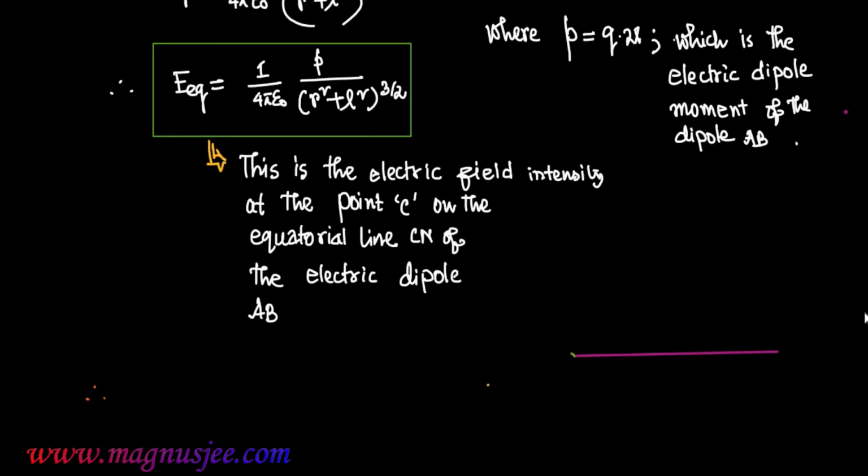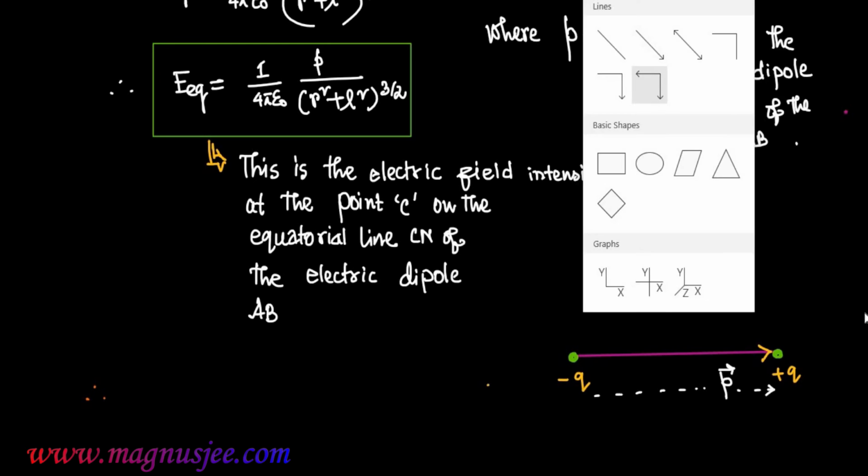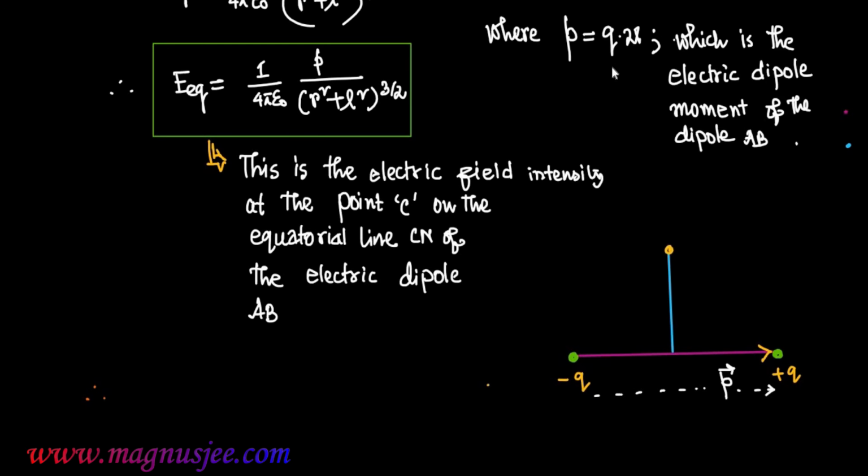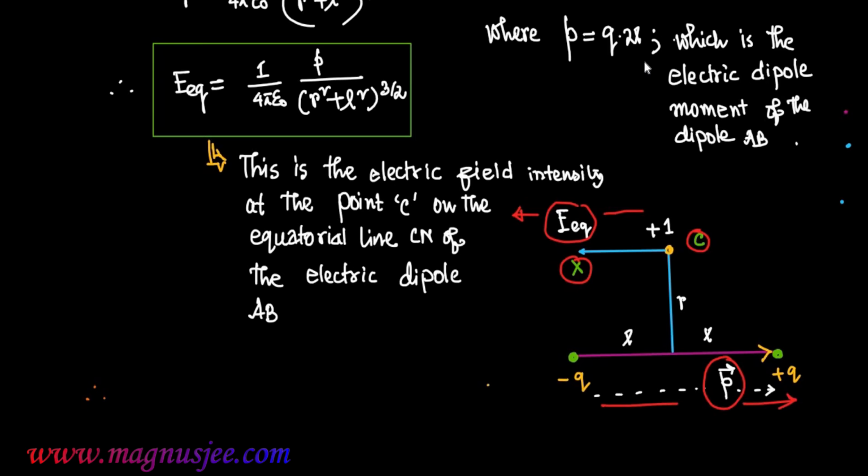Therefore, if we draw the diagram again, this is the electric dipole consisting of two equal and opposite charges. Dipole moment vector P acts from minus q to plus q charge. We can draw the equatorial line CN. A unit positive charge, plus 1 charge, is placed at the point C. This unit positive charge experiences an electrostatic force E_eq. So E_eq is the field intensity at the point C on the equatorial line. 2L is the length of the dipole. Field intensity E_eq acts along CX in the opposite direction of dipole moment vector P.